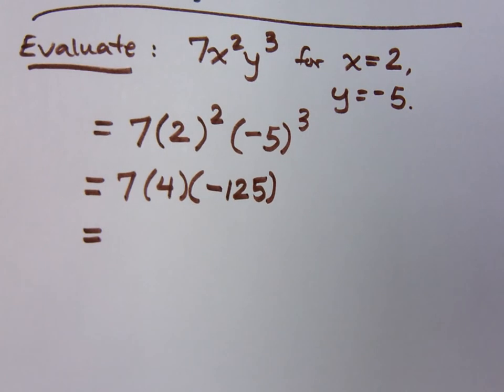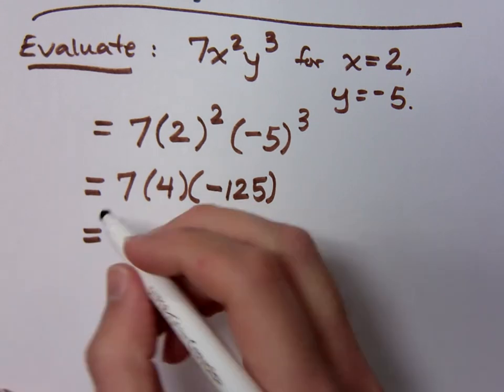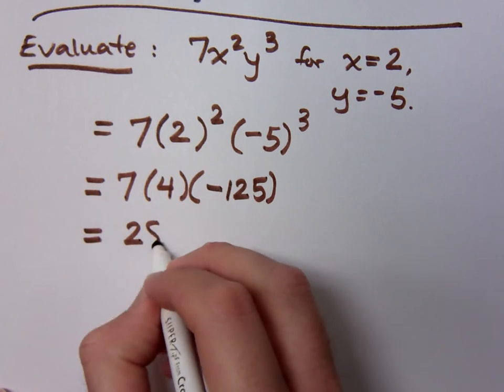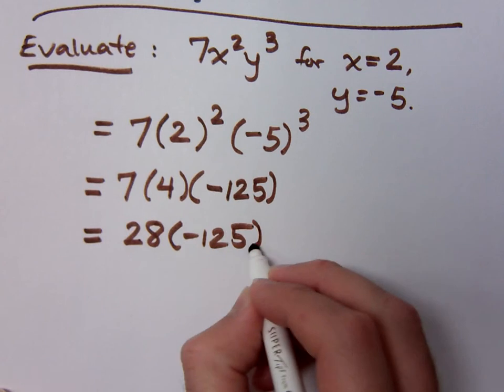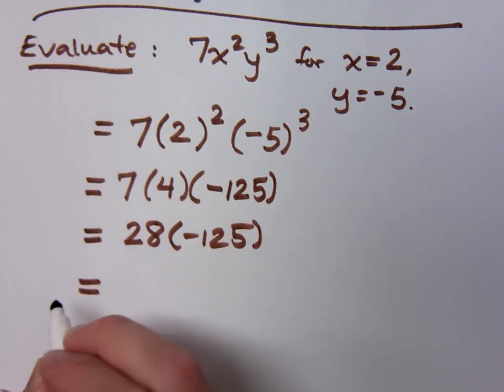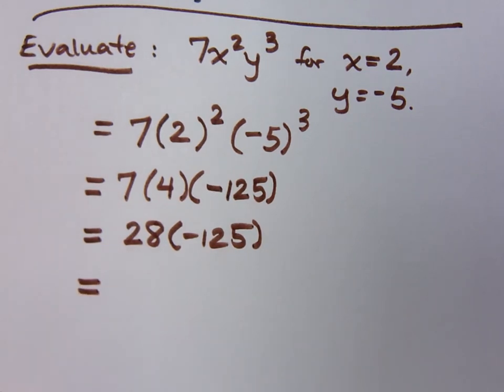All right, now, this is all multiplication. Does the order matter? I know how I would multiply this. How would you multiply it? 7 times 4 is 28. Times negative 125, and what do you get? That's why I pull out the calculator and type, and there's my answer.